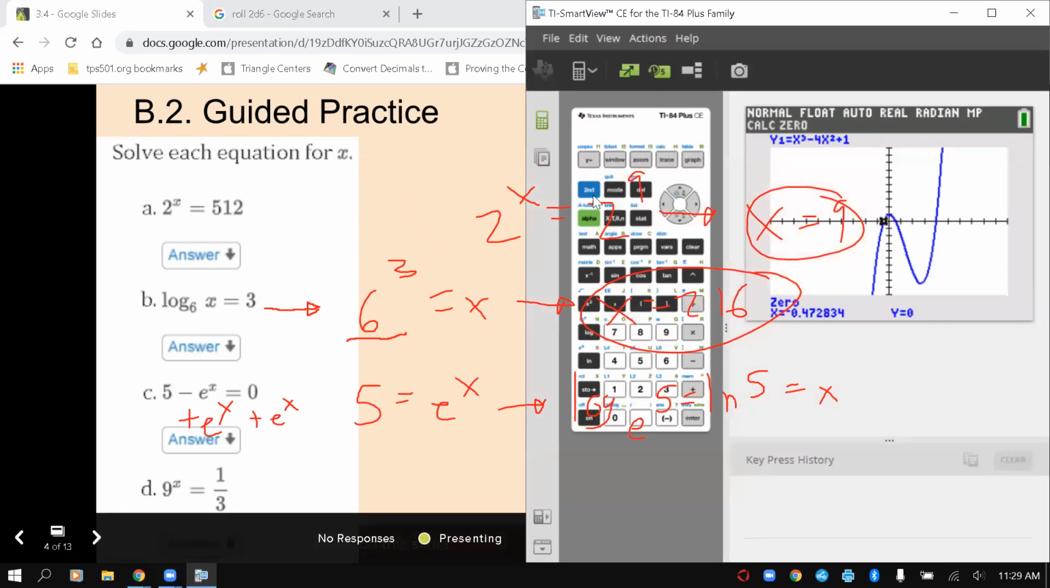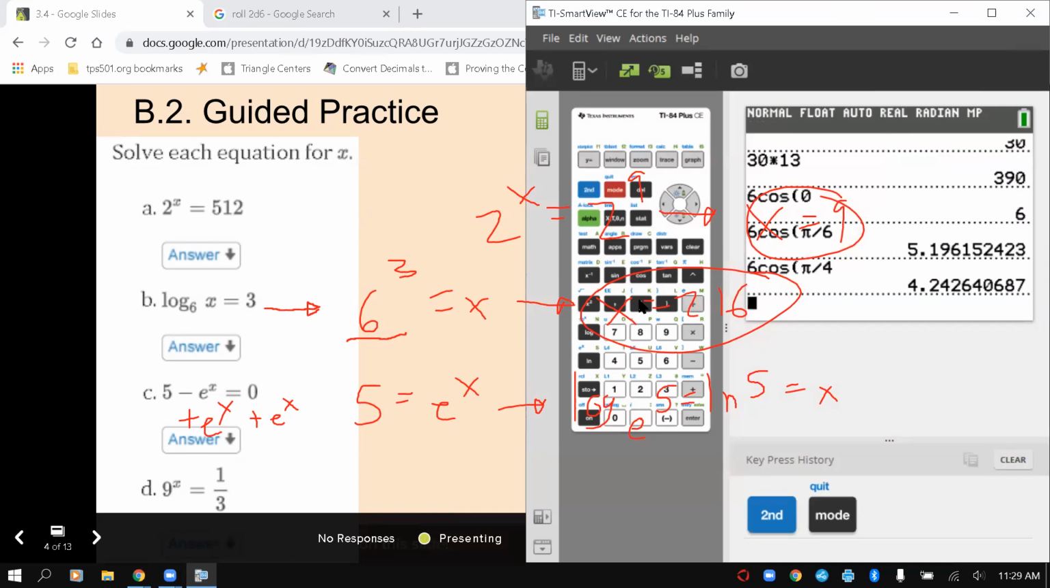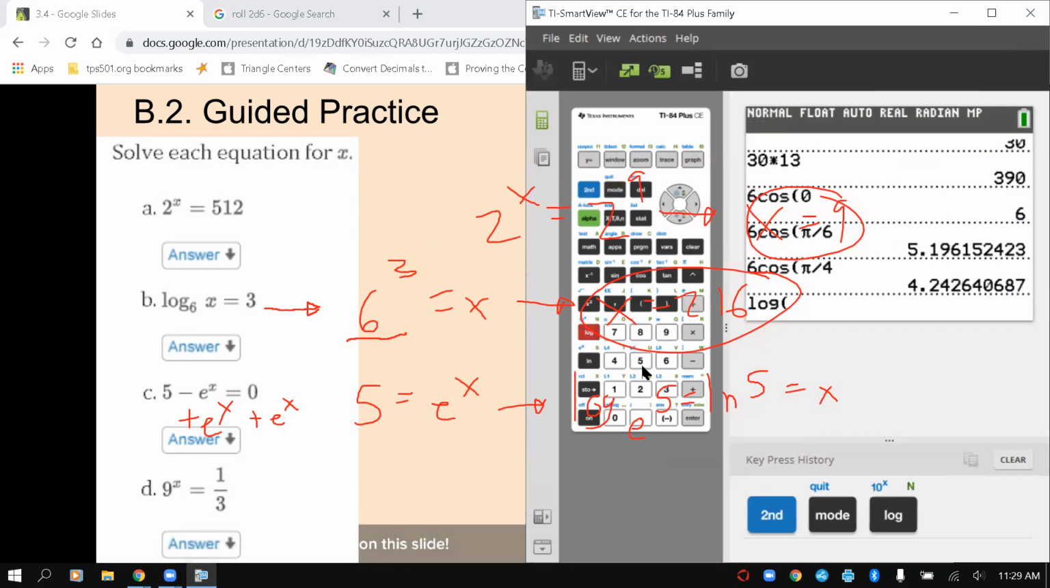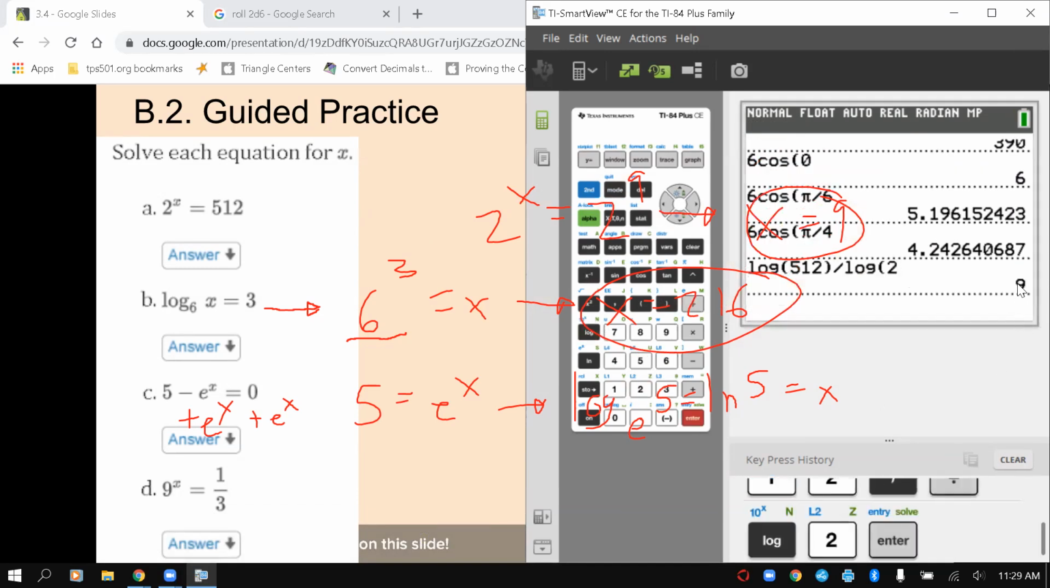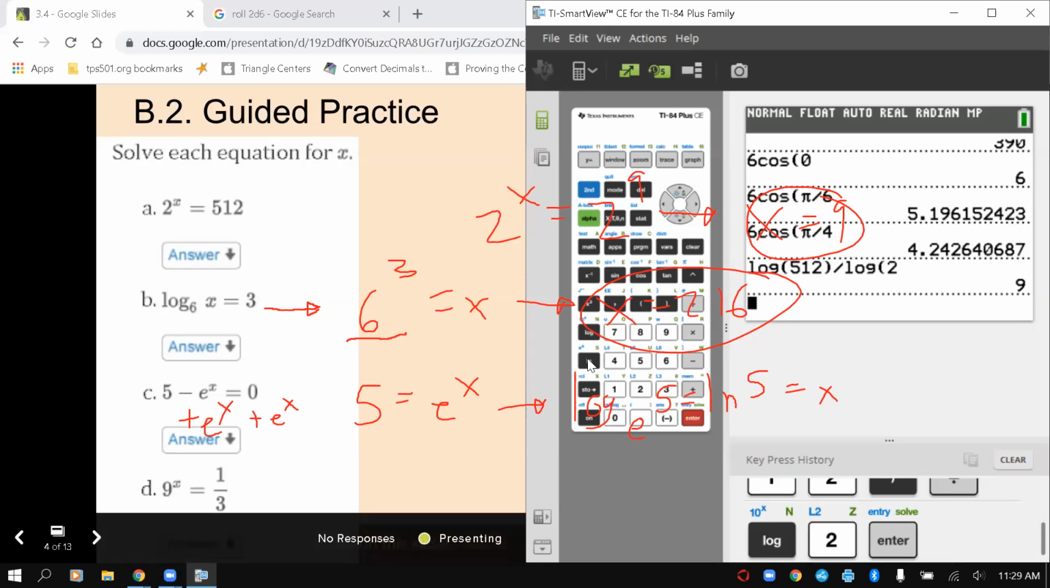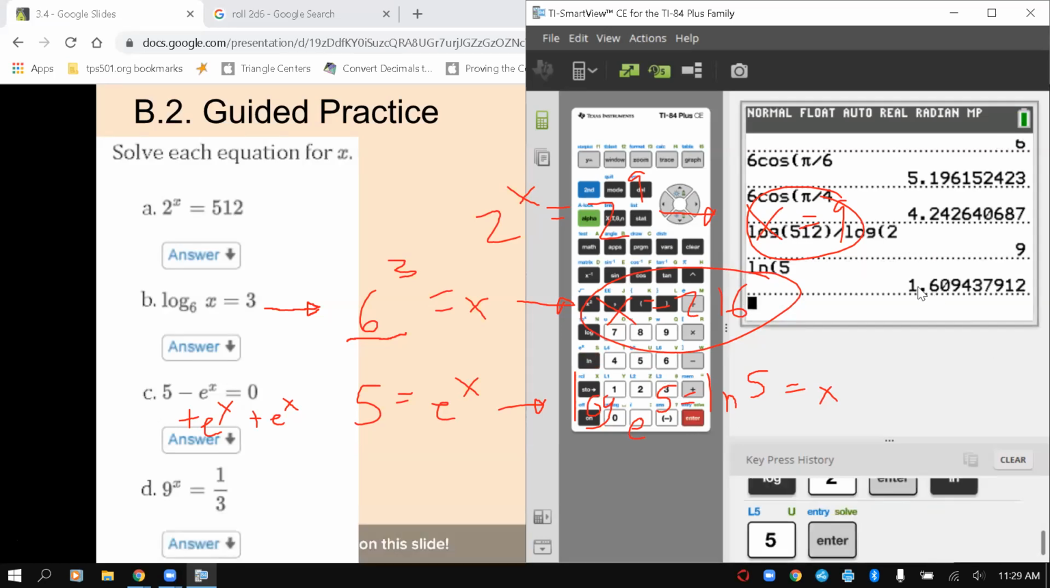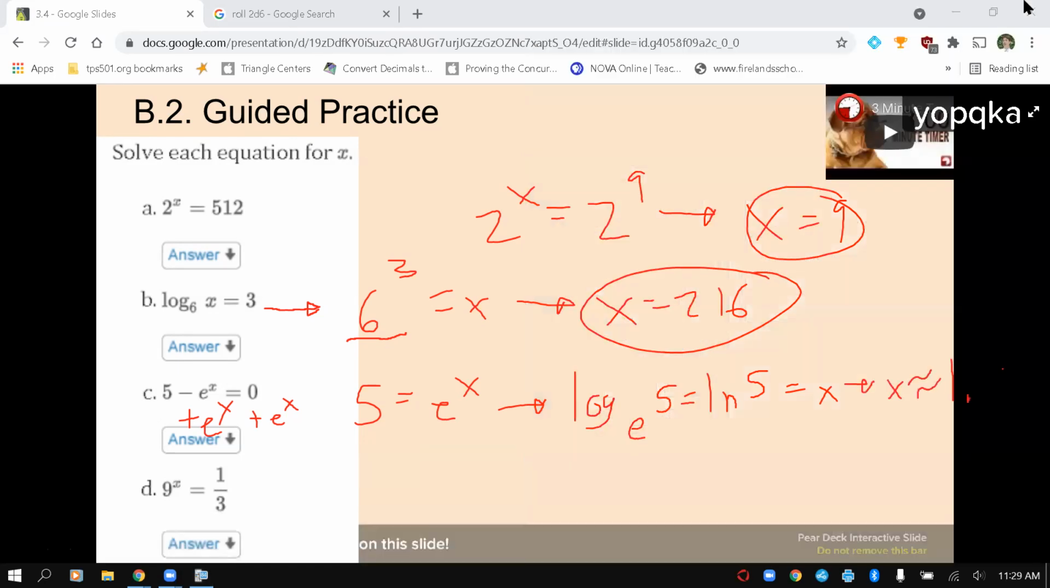Also, if you did the first one with the logarithm, to type that in, you do log of 512 divided by log of 2, and you get the answer 9. For this one, we just have to do the natural log of 5, you get the answer 1.609. That's a 1. There's a 1 right there. That's the number 1 right there. 1.609.